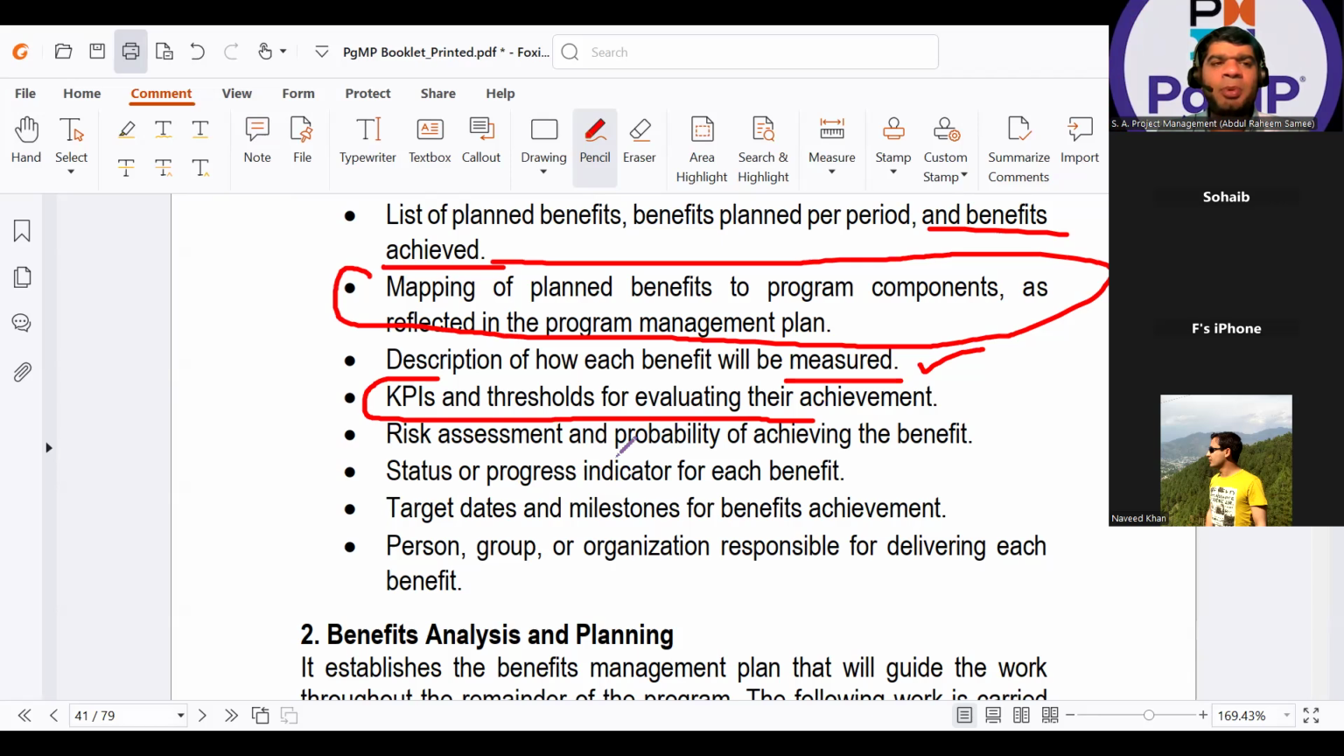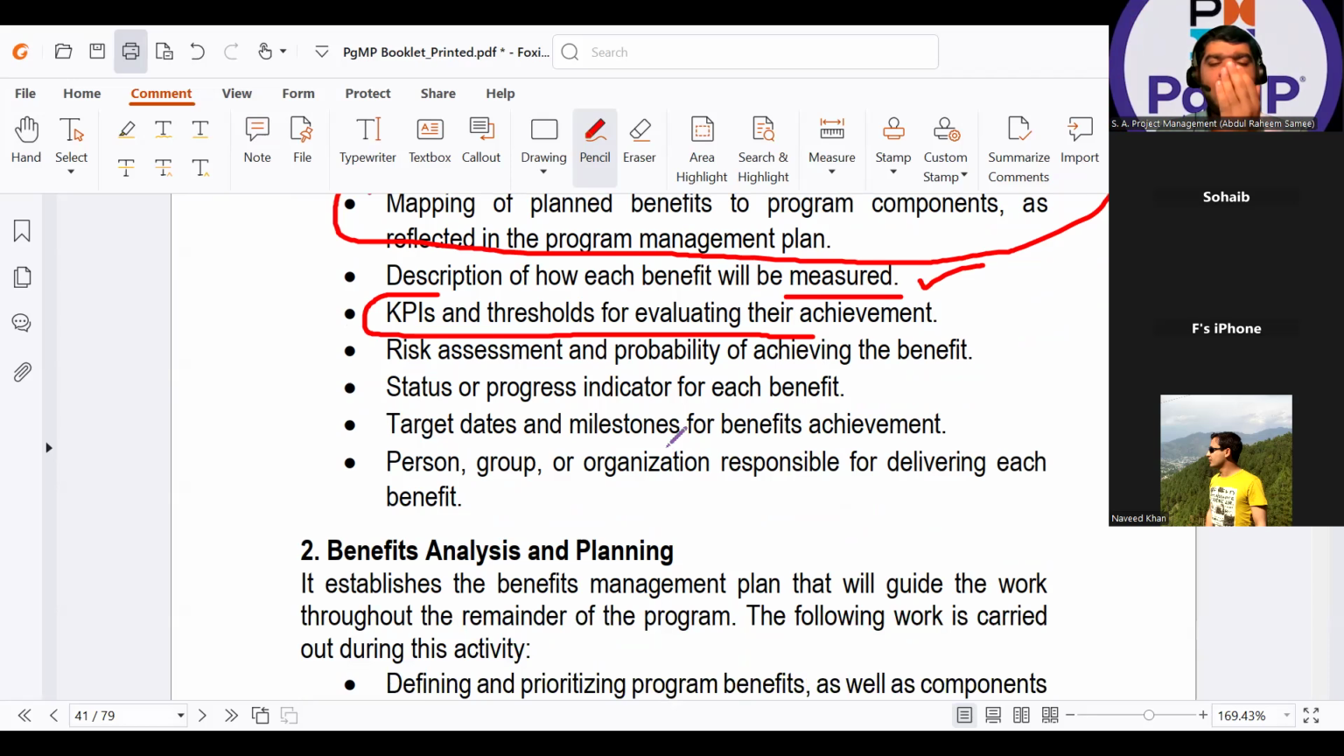Risk assessment and probability of achieving the benefit. Topic of risk. Status or progress indicator of each benefit. Very important, direct, straightforward question for your benefit register to be the answer. Target dates and milestones for benefits achievement, and person, group, or organization responsible for delivering each benefit. Like in our actual example of the benefit register, we write the benefit owner. That is your benefit register.